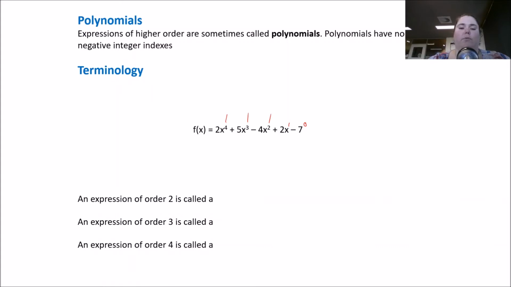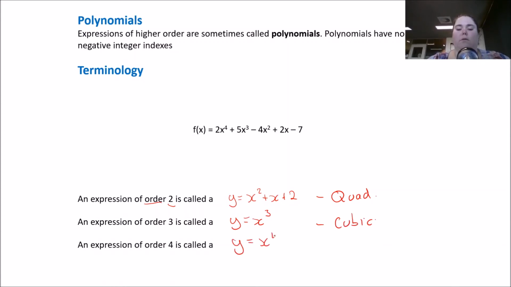And we talk about polynomials as what their order is. An expression with order 2 just means the highest power or index you have going on. That's an example of a polynomial that's order 2, which we also know as a quadratic. An expression that's order 3 would have the highest term as x cubed, so that's a cubic. And order 4 would be a quartic.